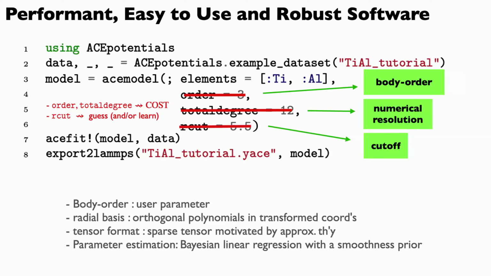How are you automating the cutoff? For the cutoff, we basically use a heuristic based on, is it the Van der Waals radius?